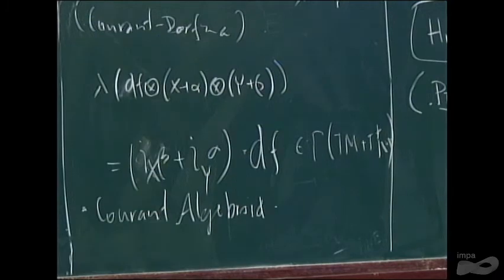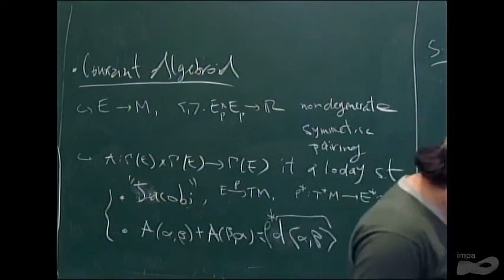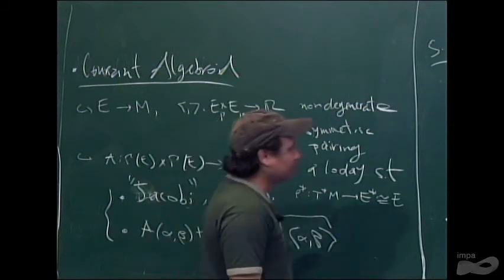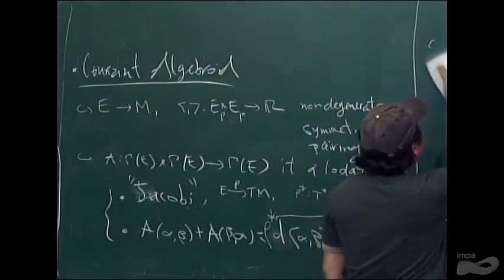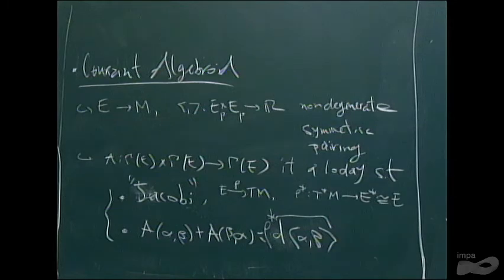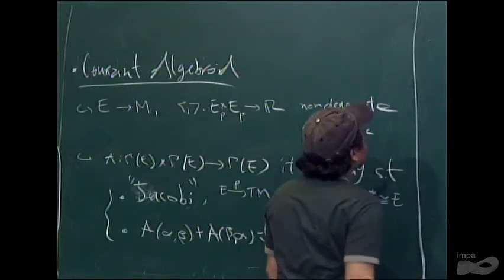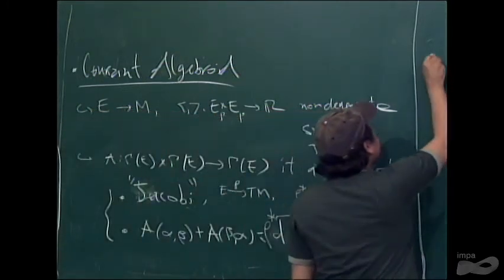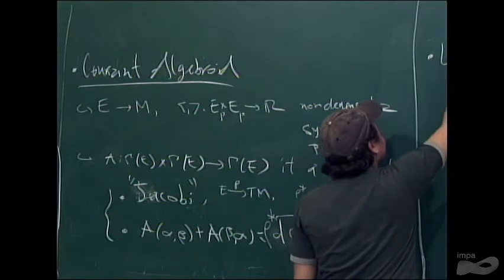I'm not going to tell you more examples of Courant algebroids, but there are some others. So what happens? We also have a splitting theorem for Courant algebroids. You can state it as a local splitting, and you can also state it in terms of pullbacks, just as in the case of Lie algebroids.